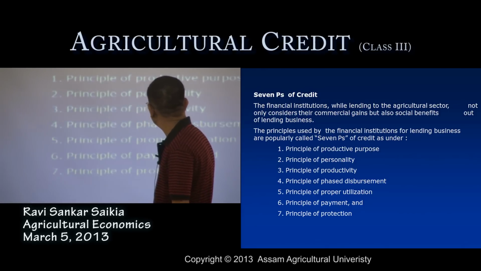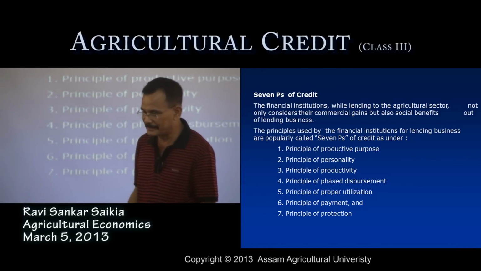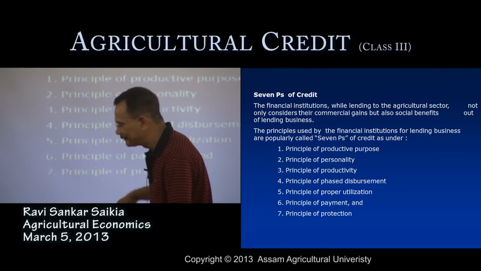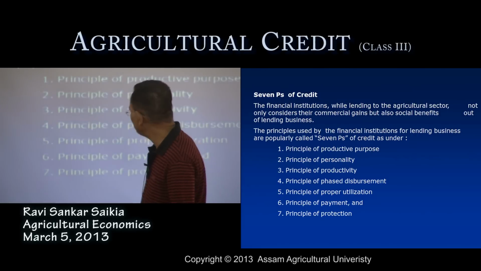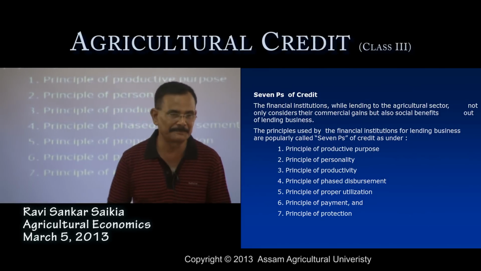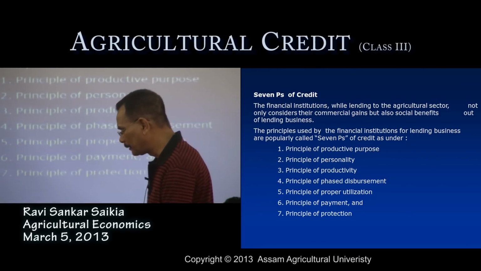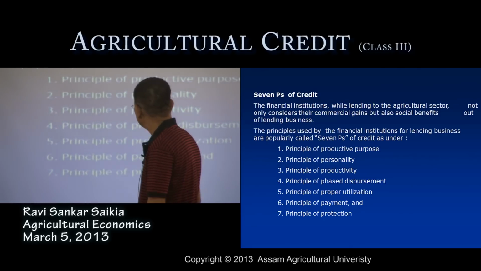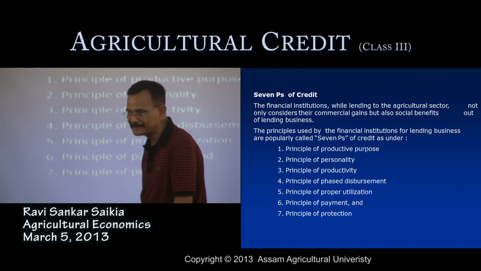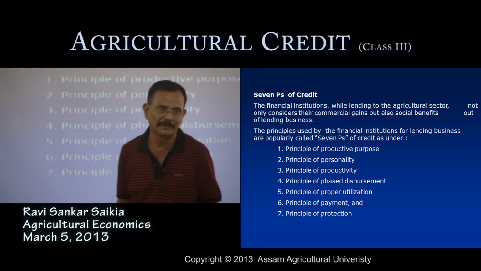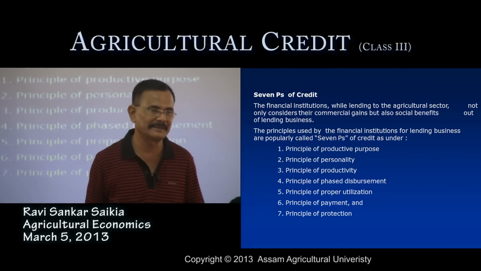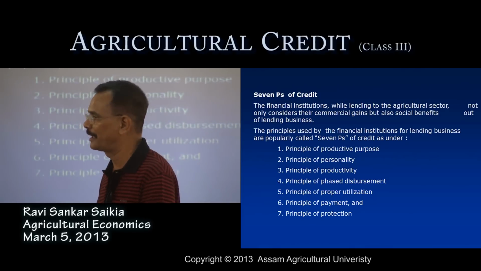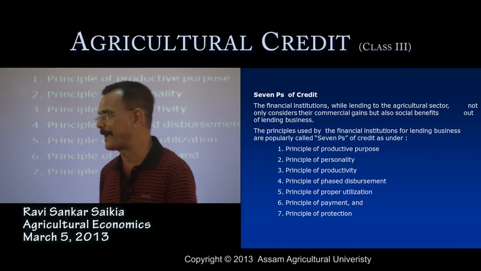First one is the principle of productive purposes. Second one is the principle of personality, which comes from character. Then the principle of productivity, and the fourth is the principle of phased disbursement, generally followed by banking organizations only to check the diversion of credit. The fifth is the principle of proper utilization, which I have mentioned relates to supervised credit, that is, supervising the utilization of credit after disbursement to the farmer, generally done by the bank officials.